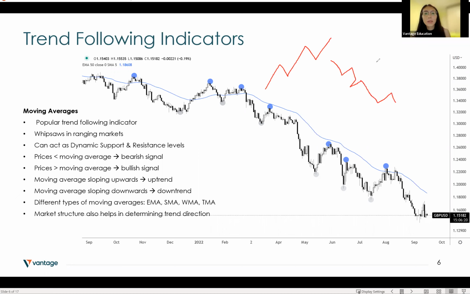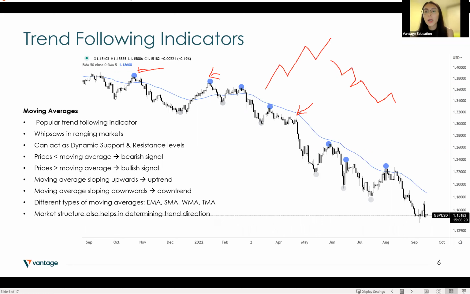So in this example, you can see that this is a bearish market structure, just noting the highs and lows that were marked out. The highs are marked out in blue, these blue dots that we see here, and the lows are marked out in gray. So you can see that prices are in a bearish trend. That's one. And the moving average is denoted by this blue line that we have here.